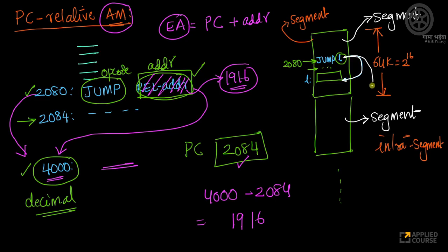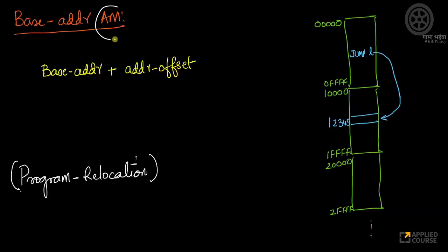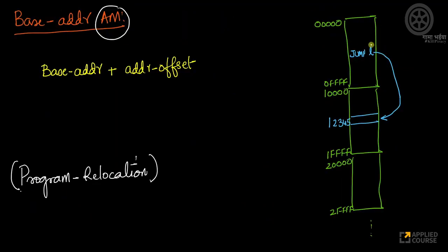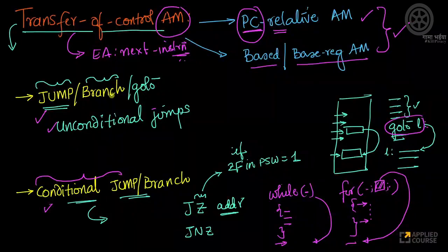But if you want to jump to a different segment, we could use the base register or the base address addressing mode. Base addressing mode is often used when you want to jump from, let's say, this segment, let's assume this is one segment, to this other segment. How do I do it? This is inter-segment jumps, or inter-segment branching, or inter-segment go-tos.